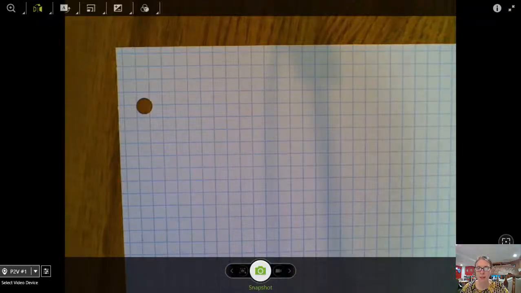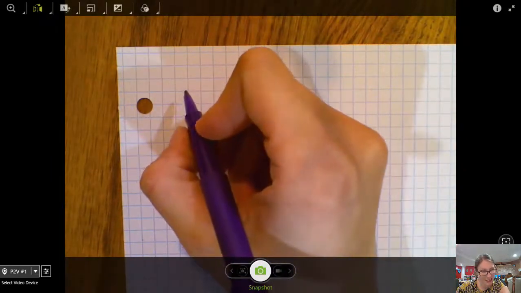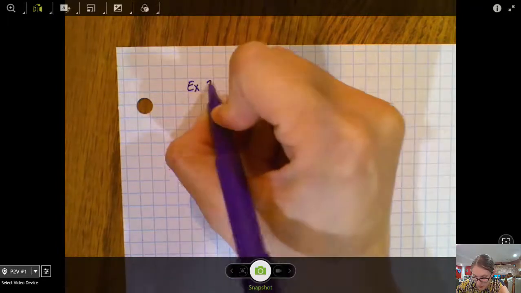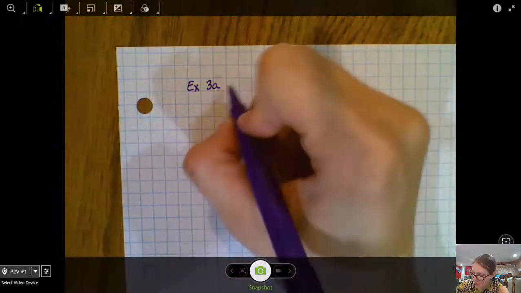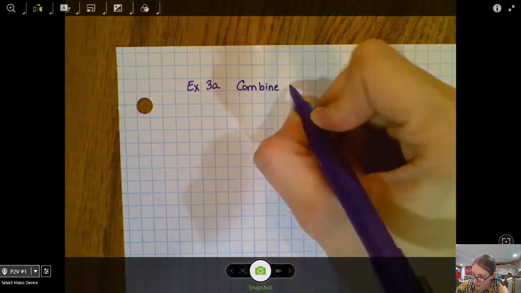Our last examples of graphing are going to look a little bit more complicated. They're not as scary as they look, though. All right, there's my advanced warning. Example 3A here. We're going to combine transformations.